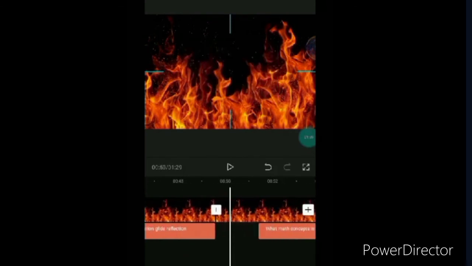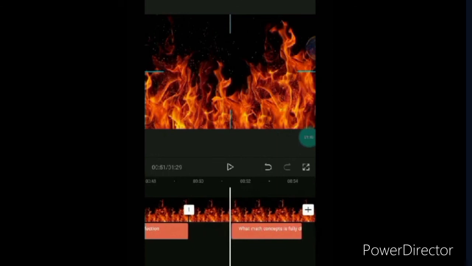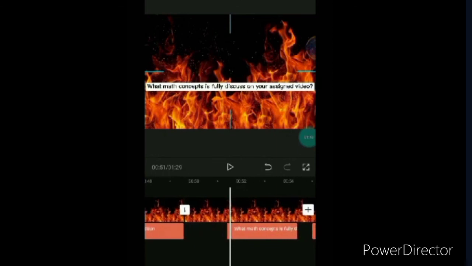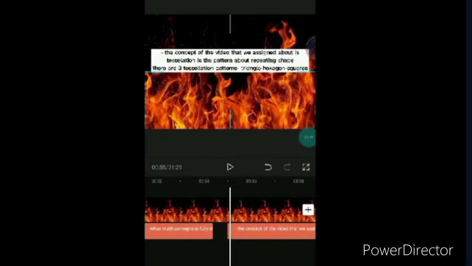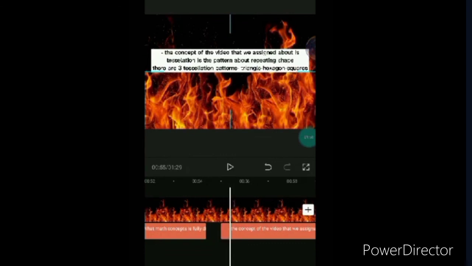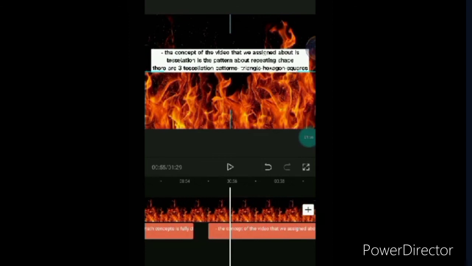These are the questions that we need to answer. What math concept is fully discussed in your assigned video? The concept of the video that we were assigned is tessellation. In this pattern of repeating shapes, there are 3 tessellation patterns: first is triangle, hexagon, and squares.